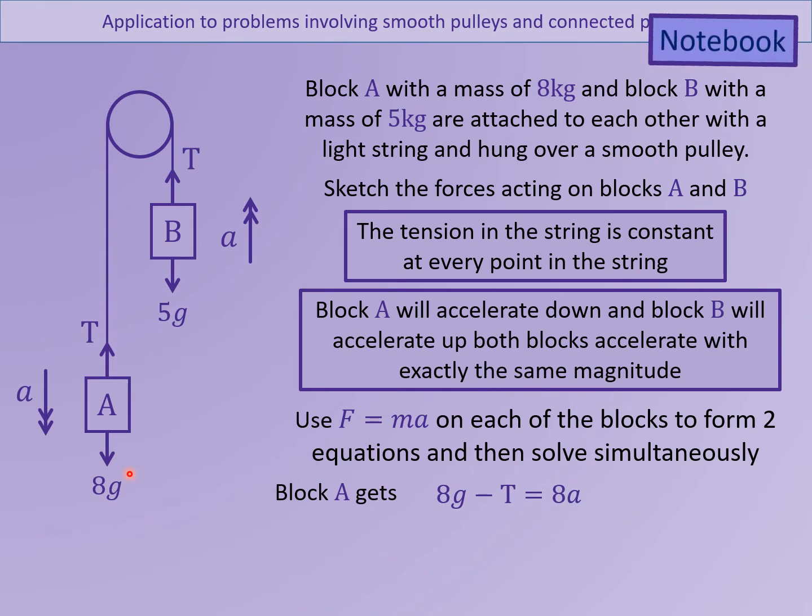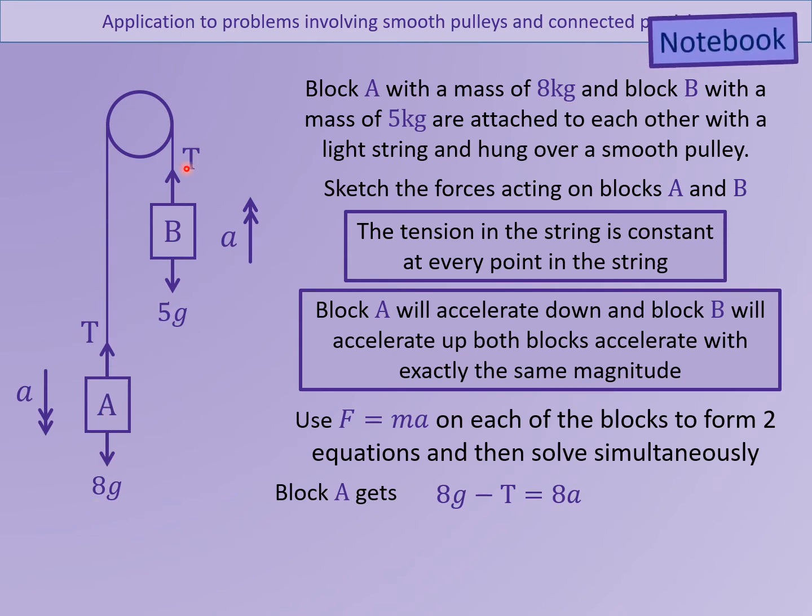Block A is travelling downwards, so we're going to take the positive direction as downwards for block A. We need to know the resultant force on A. The resultant force is the forces in the positive direction minus the forces in the negative direction. So for block A, this would be 8G minus T. This is F. ma will be 8a because the mass of A is 8.